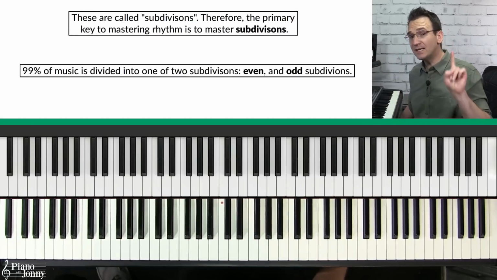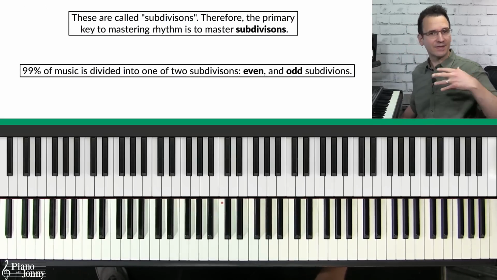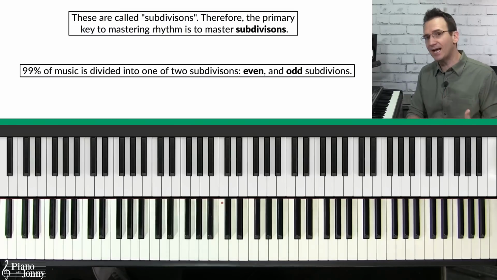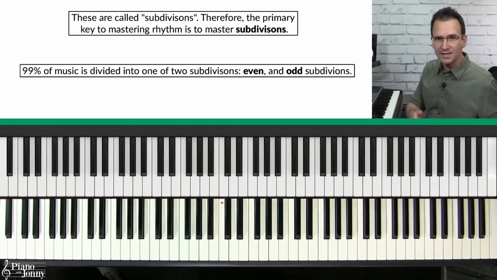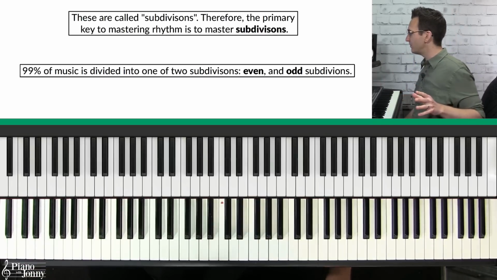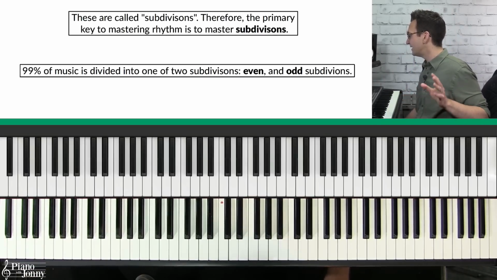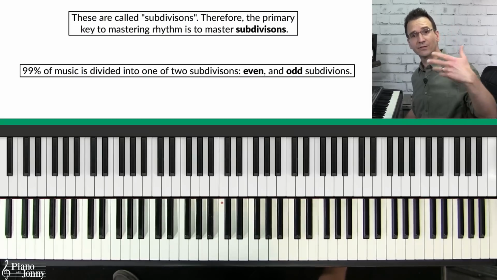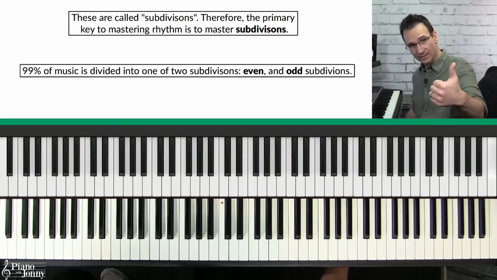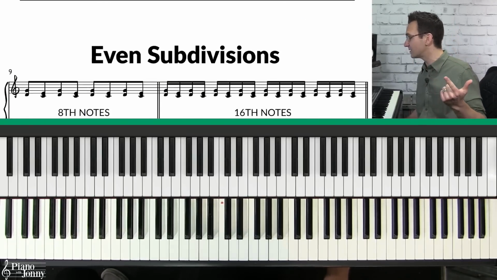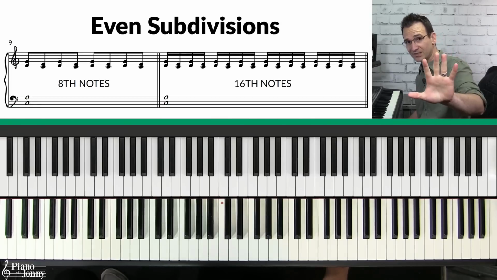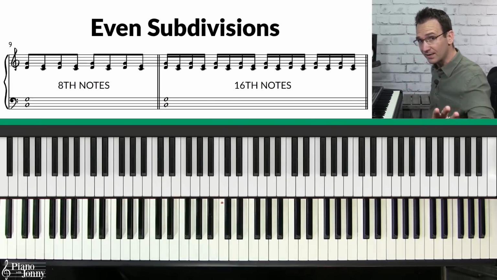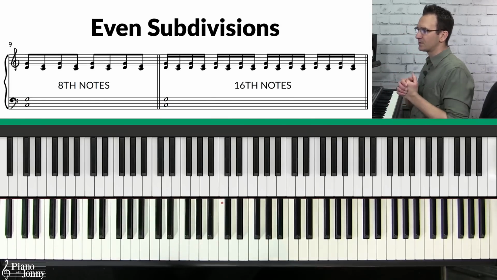Now, 99% of music that you're going to play, popular music, jazz, blues, funk, R&B, 99% of this music is going to be divided generally into one of 2 different types of subdivisions: even subdivisions and odd subdivisions. Now we're going to get to the exercise in a minute, but this is really important. You got to understand this before we dive into the exercise.